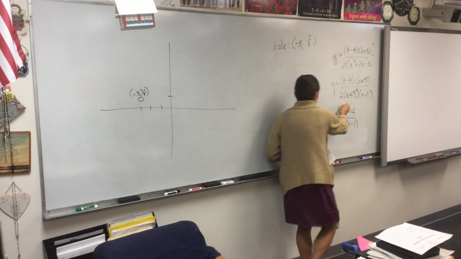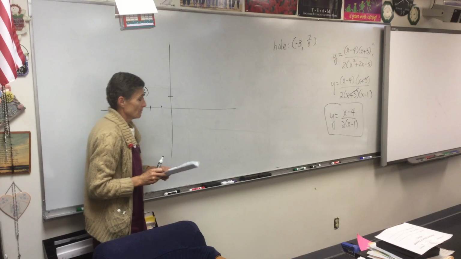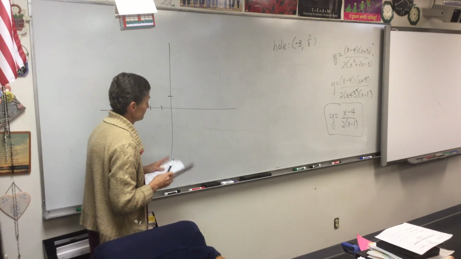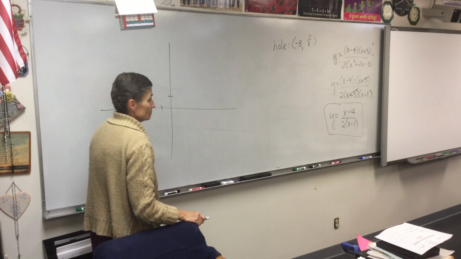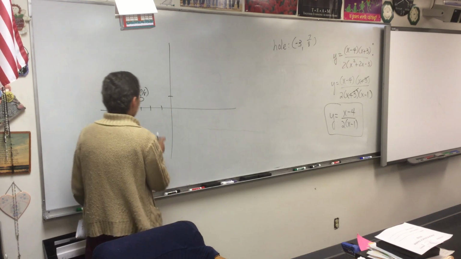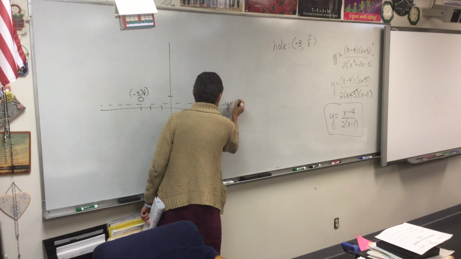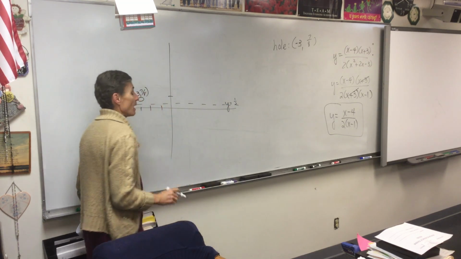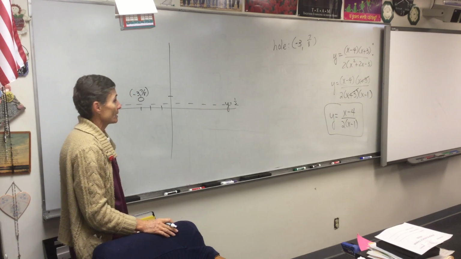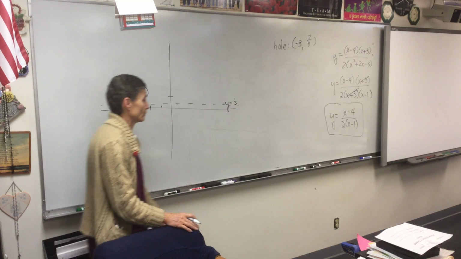Now, this is where all your attention is focused. Tell me about stuff. We have a horizontal asymptote. Where is our horizontal asymptote? At 1/2. Y equals 1/2. Brenton noted that the powers on the top and the bottom match. Therefore, we have a horizontal asymptote, and it's 1/2.